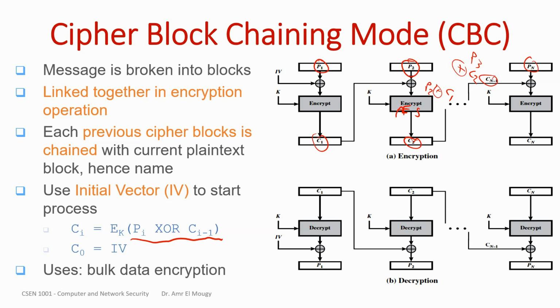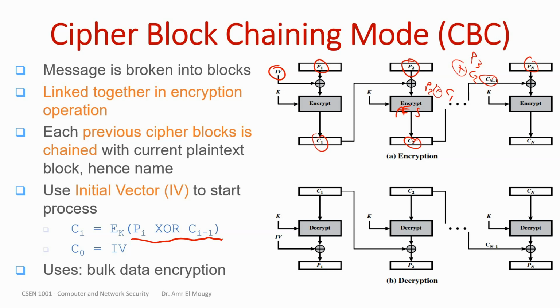You have to XOR it with something. There is no block before it. There is no ciphertext block before it. So for the first block only, you XOR it with something called the initial value. The initial value, or the initial vector, is a value that is chosen. It has the same size as the plain text block. So if it's AES, it's going to be 128 bits. And it is used for the XOR in the first block only.